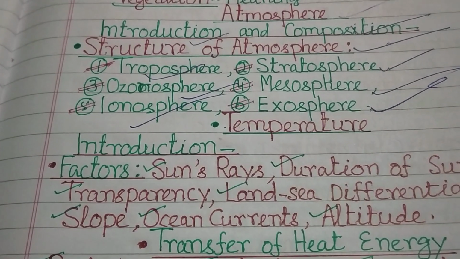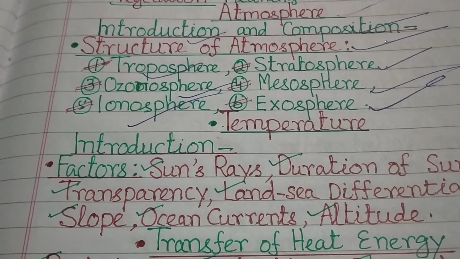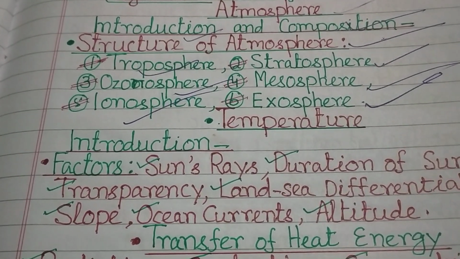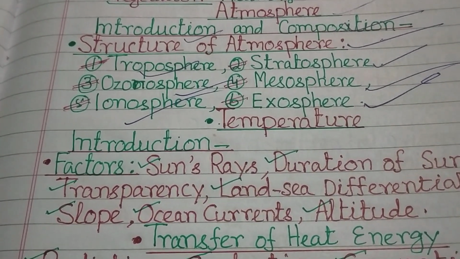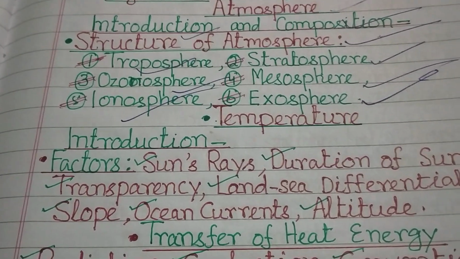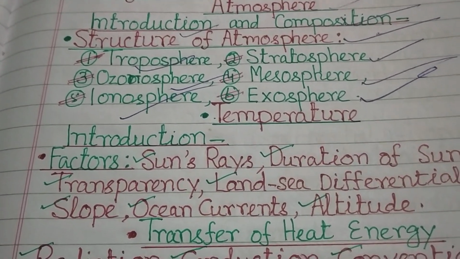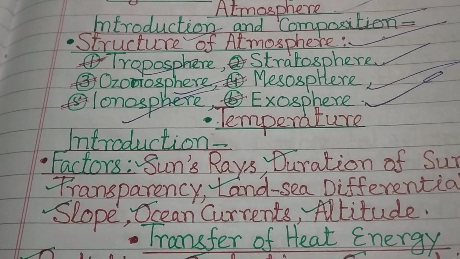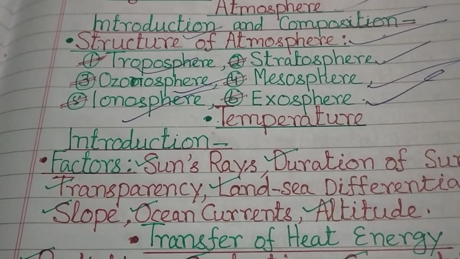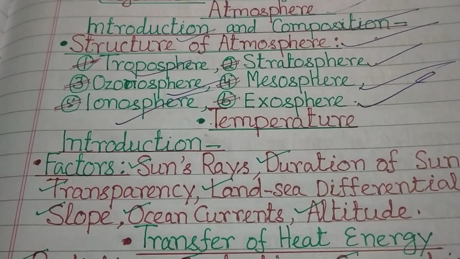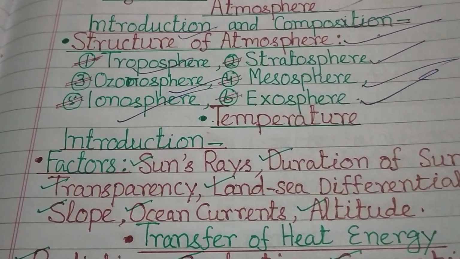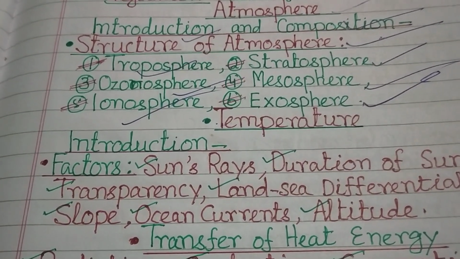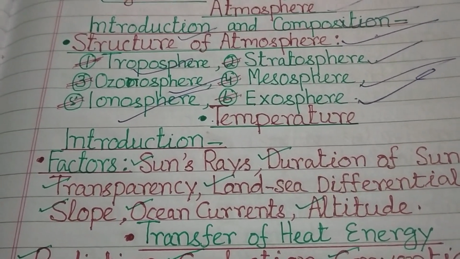The troposphere ends with the tropopause. The temperature in this layer as one goes upward falls at a rate of 6.5 degrees centigrade per kilometer and reaches minus 45 degrees centigrade at the poles and minus 80 degrees centigrade over the equator at the tropopause.